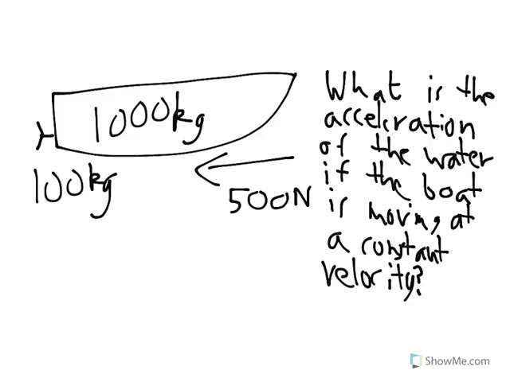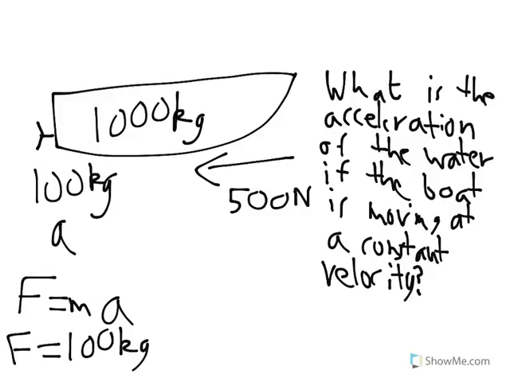So we need to start with looking at the force the boat exerts on the water. And we're going to call the acceleration that the water experiences acceleration A. And we know that force equals mass times acceleration. So the force equals 100 kilograms, that's the mass of the water, times the acceleration. And by Newton's first law, we know that the net acceleration is zero, the velocity is constant, so the net force must also be zero.